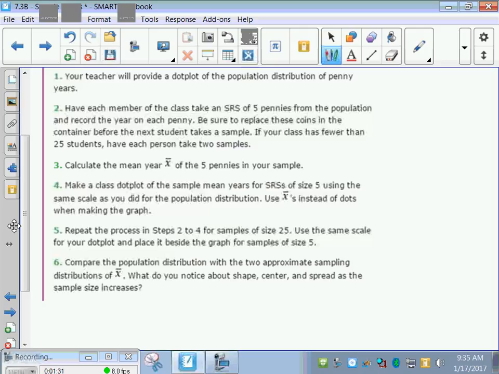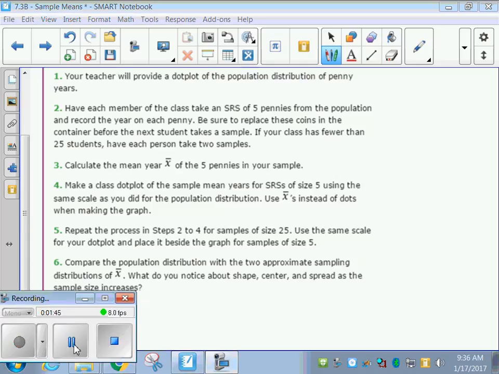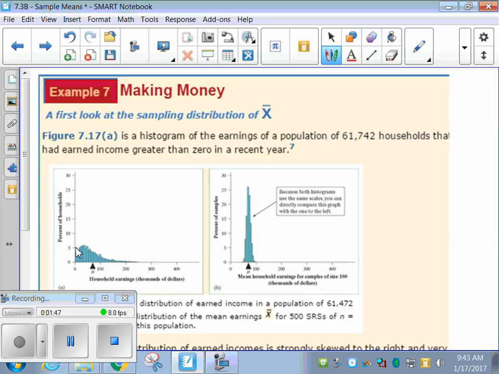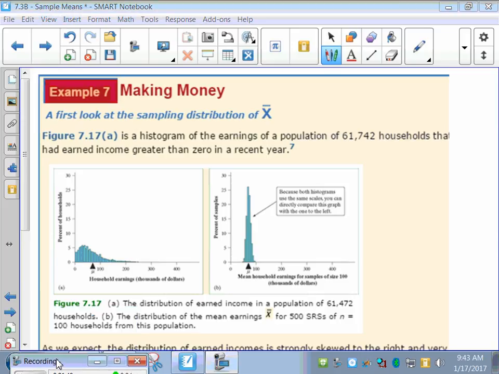So I'm going to pass the bags around. Take 5 pennies. Write down the 5 years of the pennies. Then put the coins back in the bag. Then find the mean of those 5 pennies. I mostly wanted you to see what exactly we're doing with quantitative data.